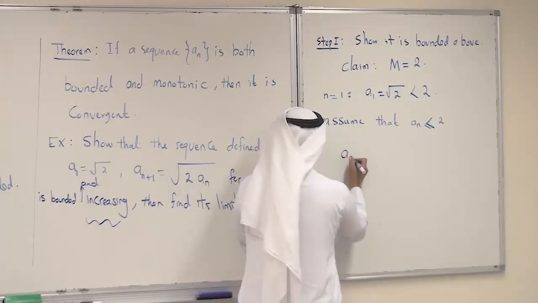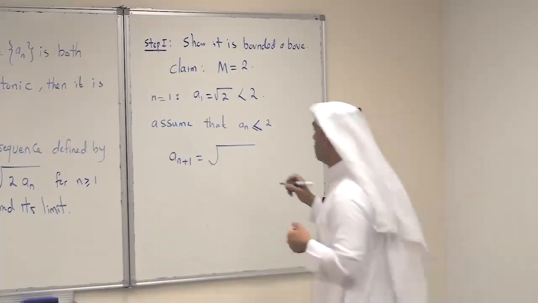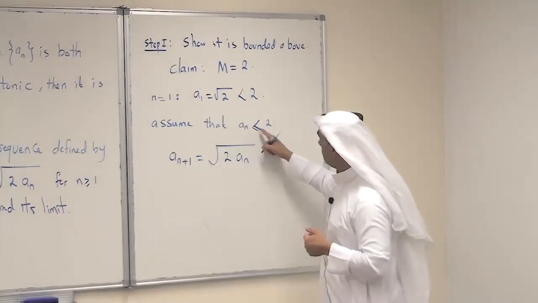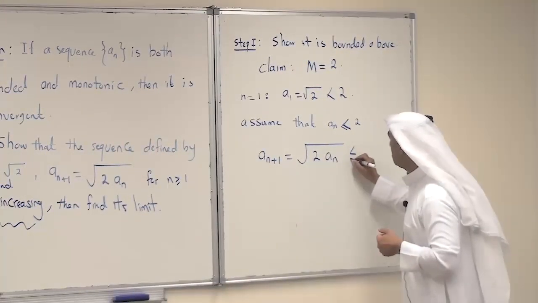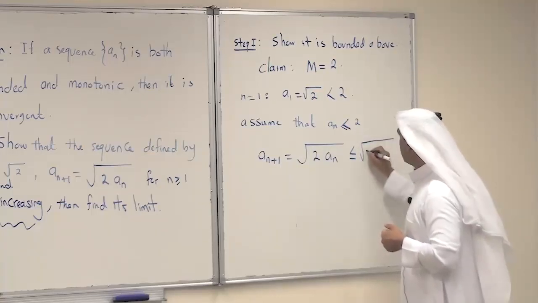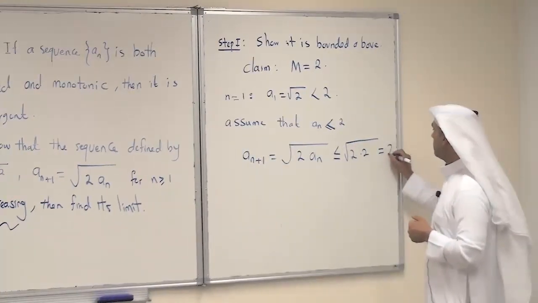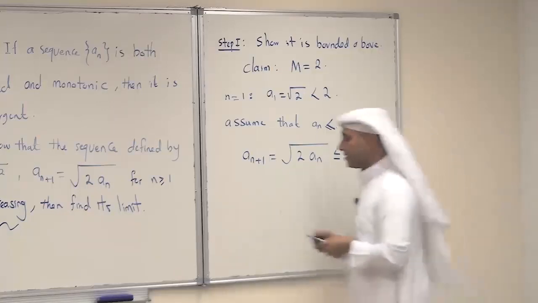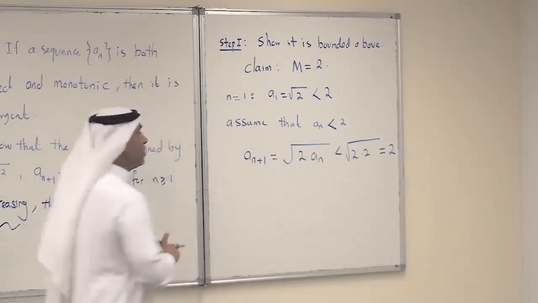Now, what is an plus 1? An plus 1 is the radical of 2 times an. But we know that an is less than or equal to 2 by the induction hypothesis. So this is less than or equal to the radical of 2 times 2, replacing an by 2, because an is less than or equal to 2. And the answer here is equal to 2. So clearly an plus 1 is not even just less than or equal to, it is strictly less than this number. So here I have an plus 1 is strictly less than 2.